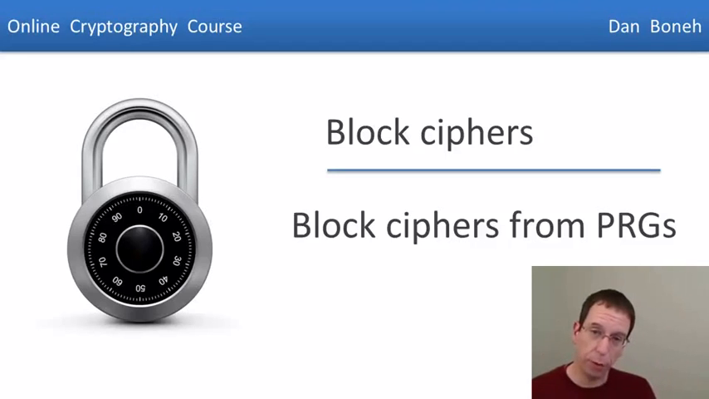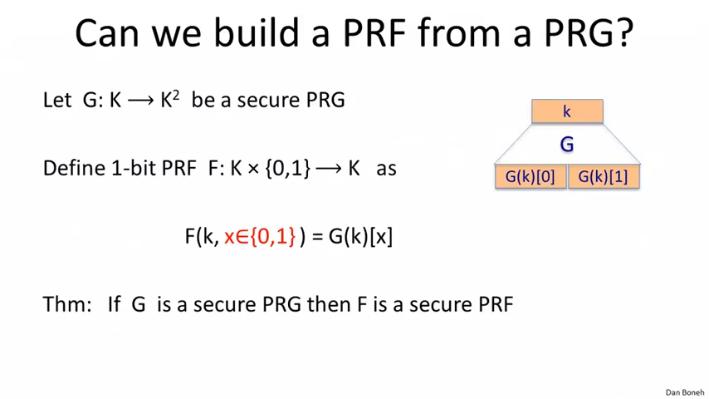In this segment, we ask whether we can build block ciphers from simpler primitives like pseudorandom generators. And we're going to show that the answer is yes. So to begin with, let's ask whether we can build pseudorandom functions, as opposed to pseudorandom permutations, from a pseudorandom generator. Okay? Can we build a PRF from a PRG?